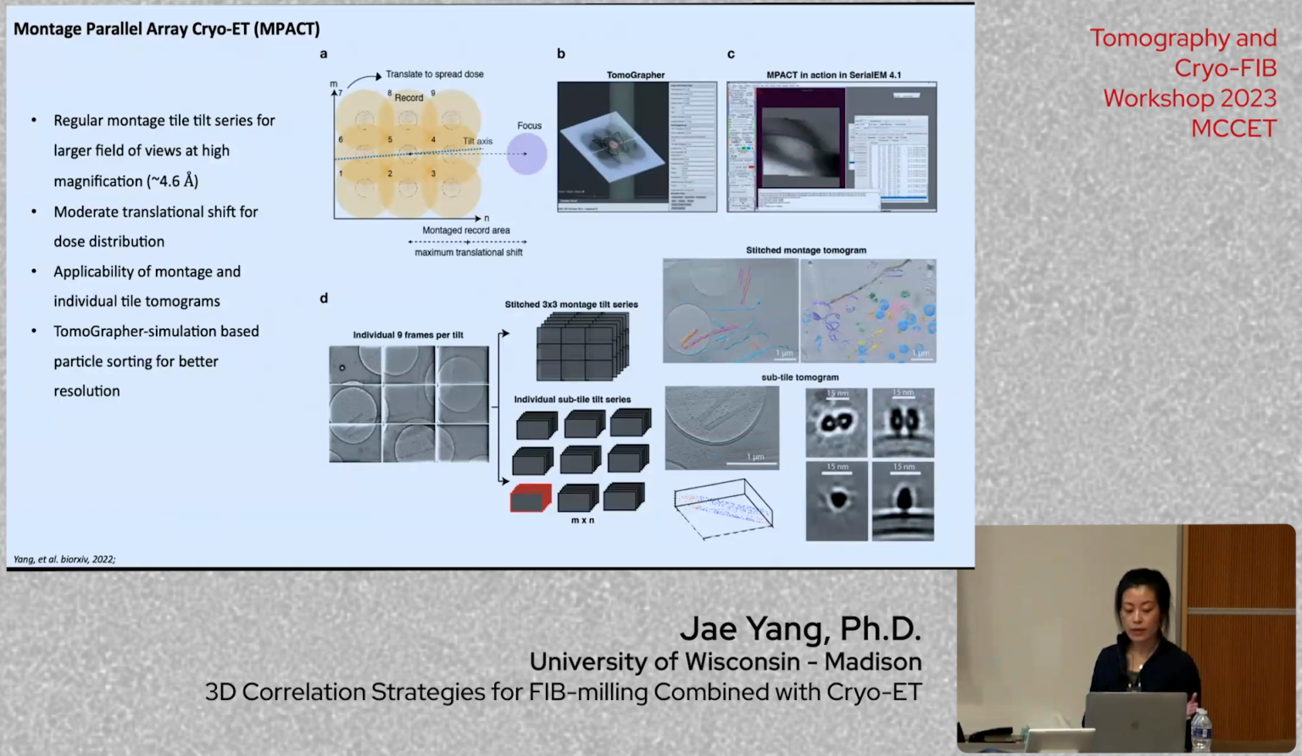Because we are applying very moderate translational shifts for the dose distribution, you can actually use all of those individual tile sets, as we show in D here, to get a stitched 3x3 Montage tilt series, and then do segmentation and visualize the whole neighborhood and the context information. But you can also do sub-volume averaging based on the sub-tile tilt series, and get a reasonable resolution, which in this case is 20 angstrom. And we're not applying this on the ribosome, we're applying it on more flexible targets. And then we also combine with Tomographer.